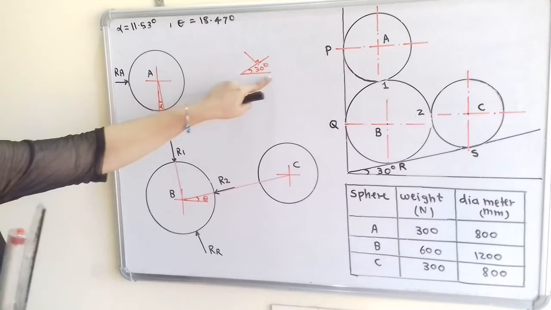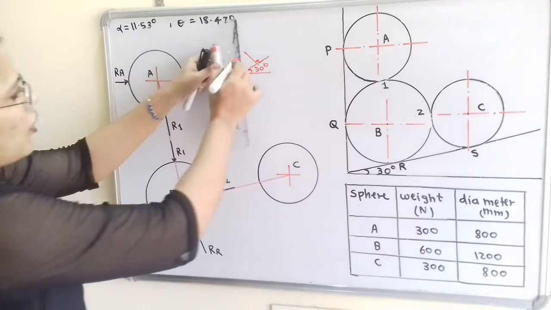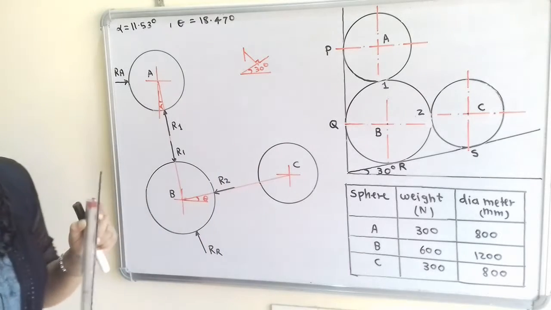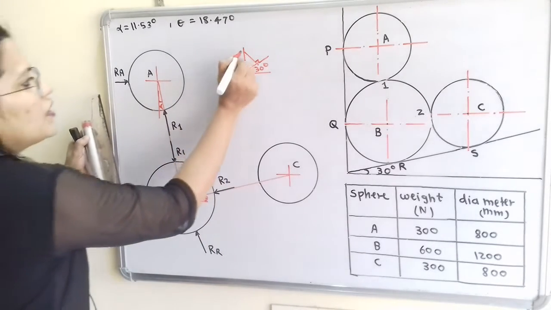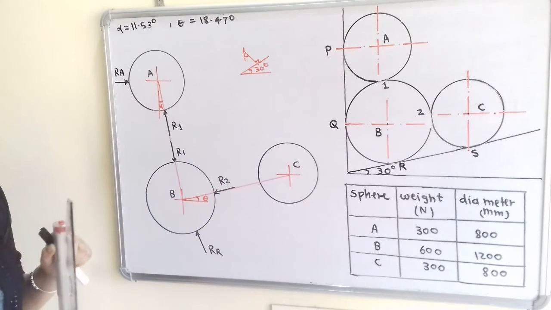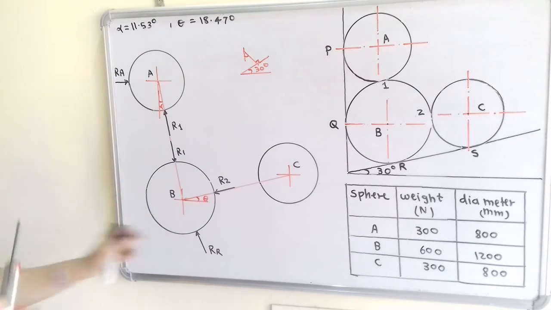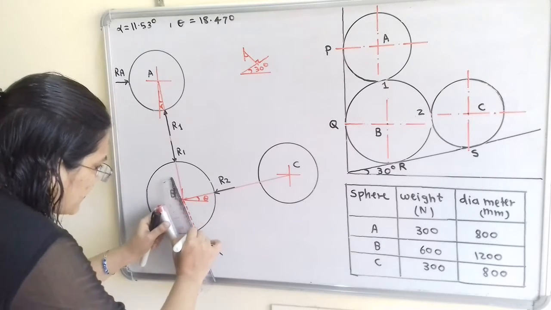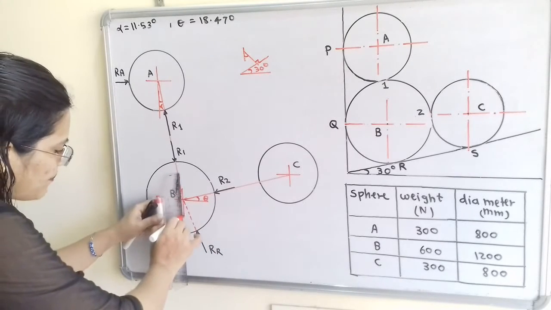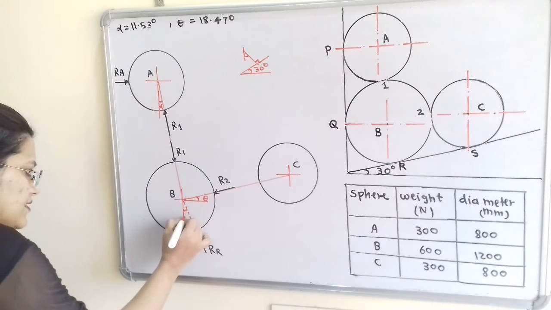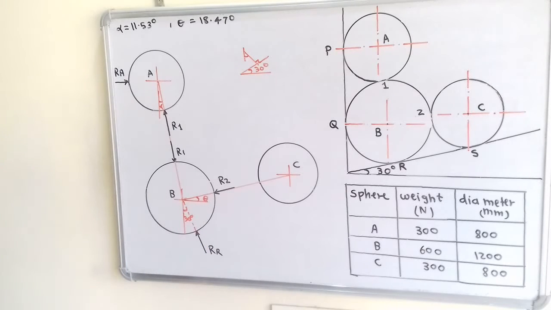And for this horizontal line, if I draw one vertical line, this vertical line and horizontal line are also perpendicular to each other. So at the point of intersection, there is the same angle, that is 30 degree. Now if I extend this reaction R up to the center, and here is the vertical line passing through point B, then here is the same angle, that is equal to 30 degree. So we have to show this.